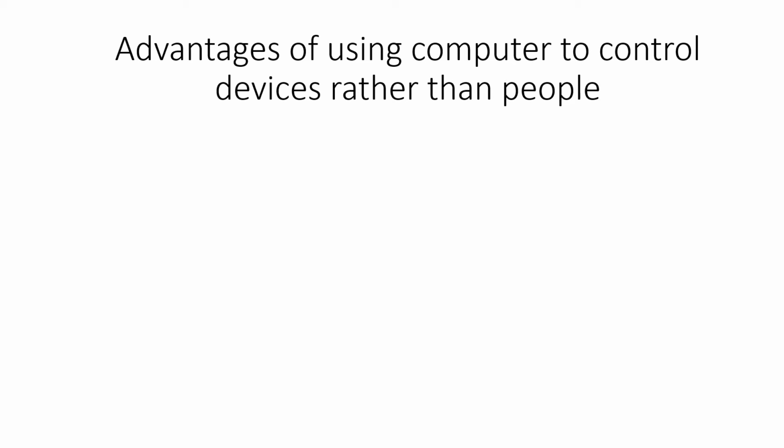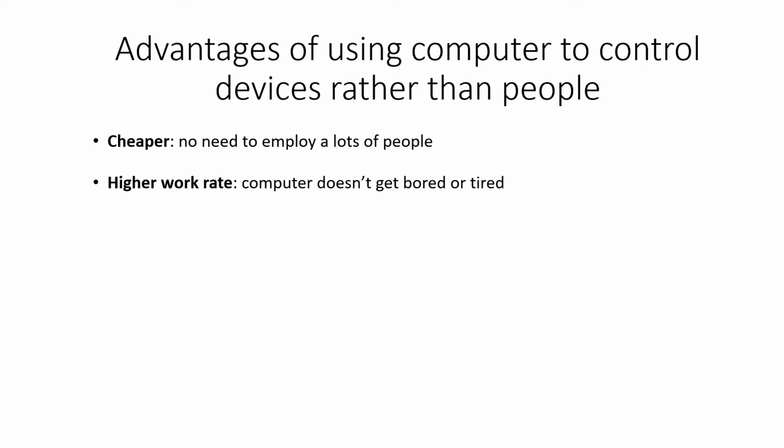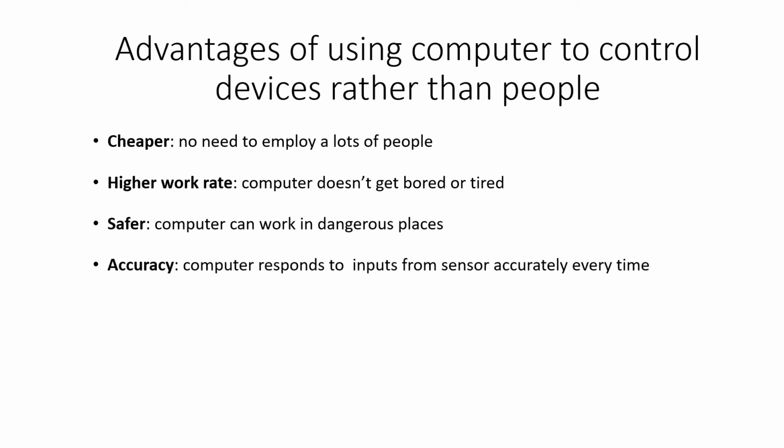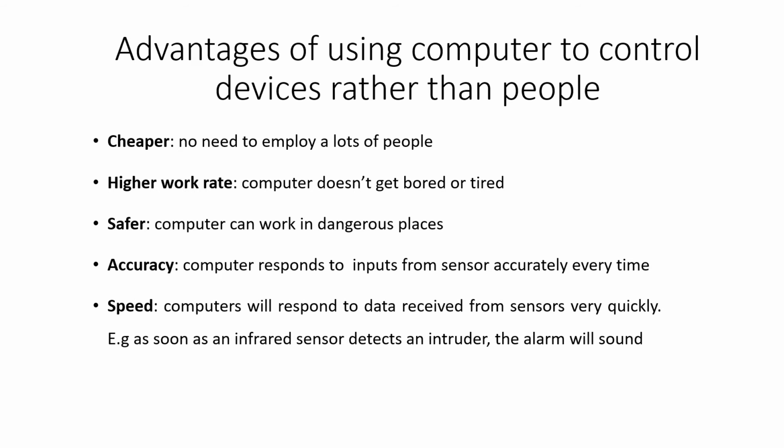Advantages of using a computer to control devices rather than people. It's cheaper, no need to employ lots of people. It has a higher work rate, as a computer doesn't get bored or tired and can work 24/7. Safer, as a computer can work in dangerous places. It's more accurate, as a computer responds to inputs from sensors accurately every time. And it's faster, as computers will respond to data received from sensors very quickly.